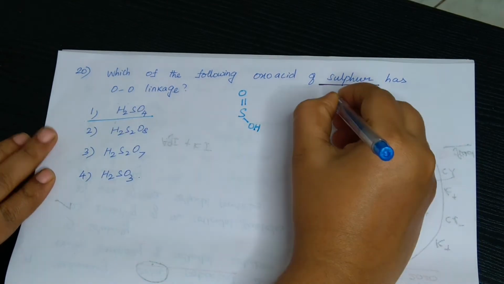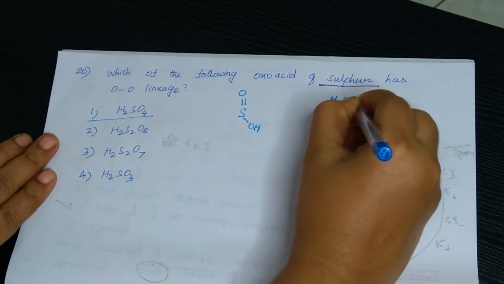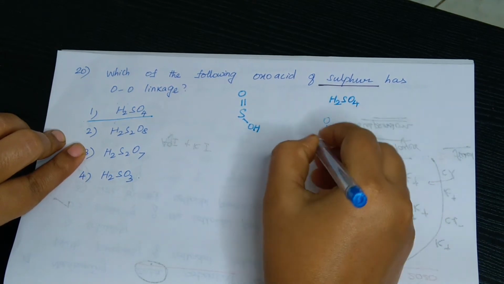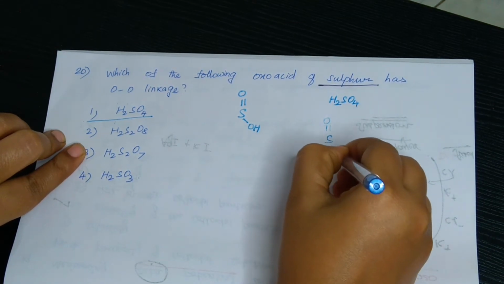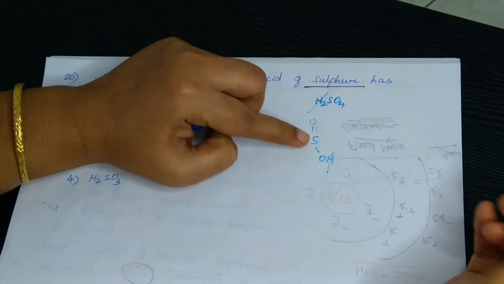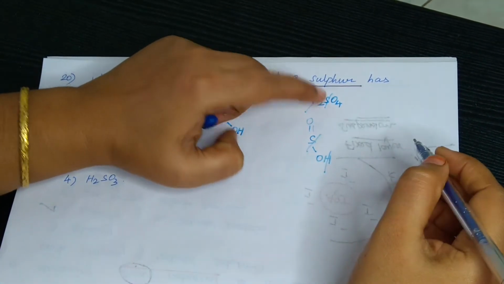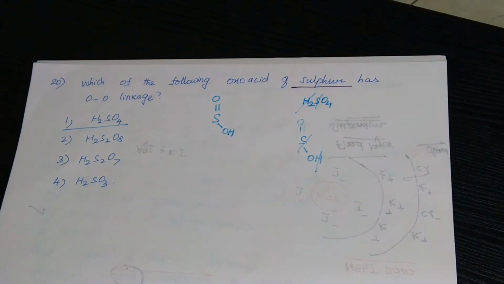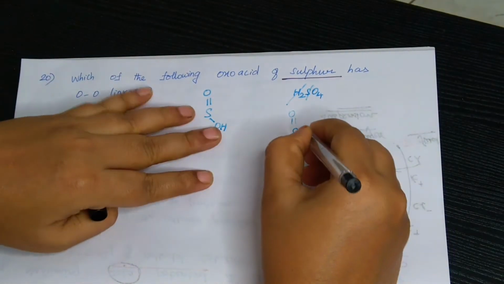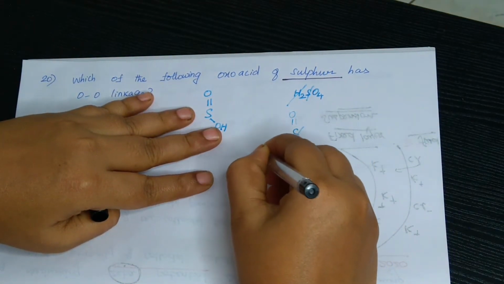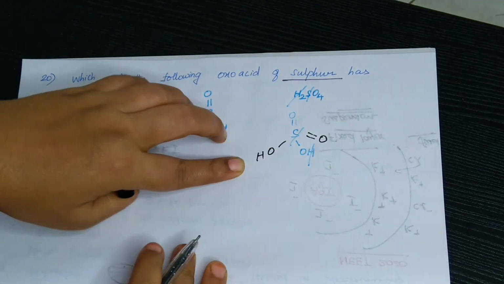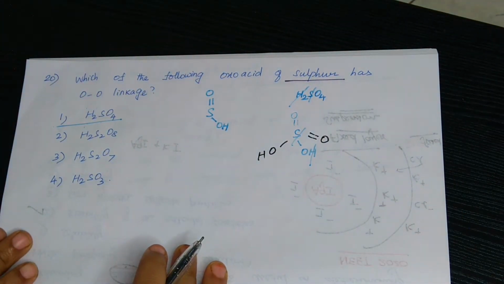For H2SO4, first S double bond O and then one OH. See here, one H gone. Then one S and one S. You have 4 oxygens, but here you have 2 oxygens, so another OH. So 2 H and 3 oxygens and another double bond. This is the structure of H2SO4.